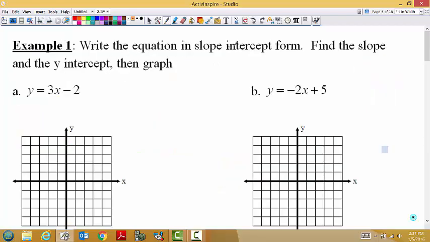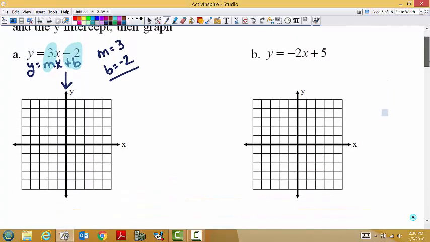It says write the equation in slope-intercept form, find the slope and the y-intercept, then graph. So it's y equals mx plus b, where m is 3 and b is negative 2. I'm just pulling them straight out of the equation. I'm going to begin at my b, at negative 2, always on my y-axis. On my y-axis, I just go down 2. And then my m is 3.